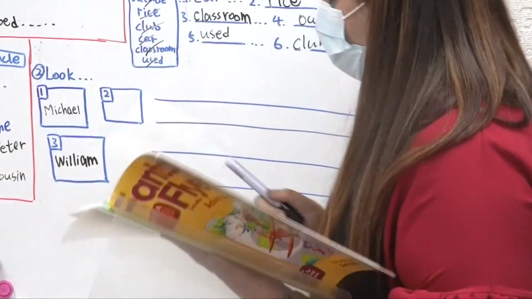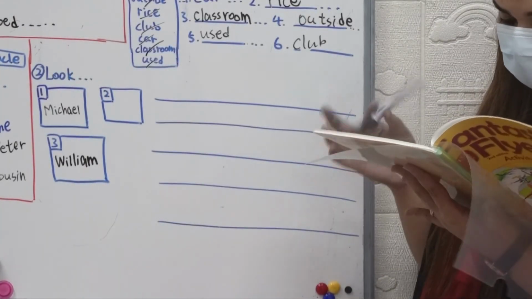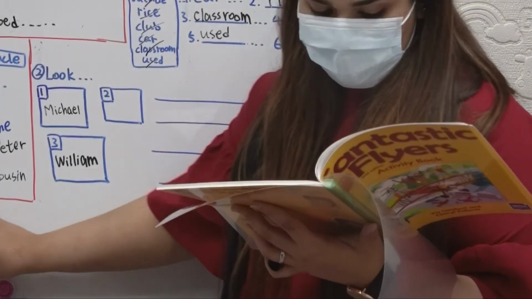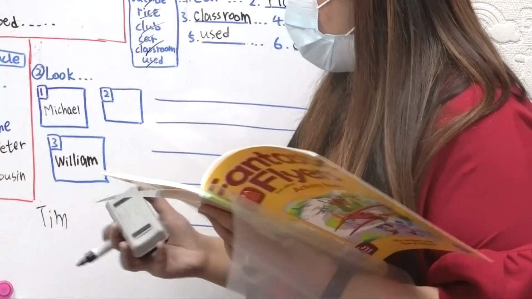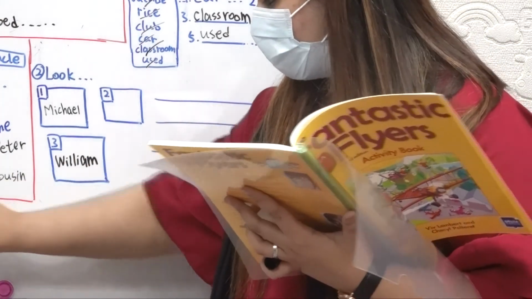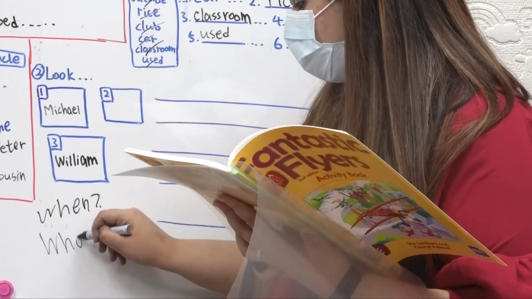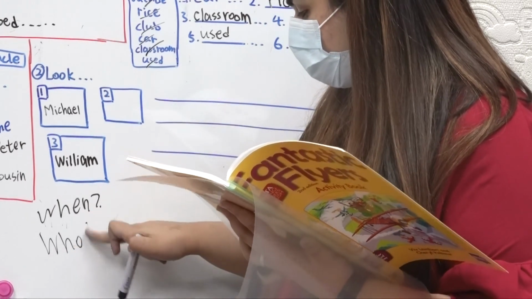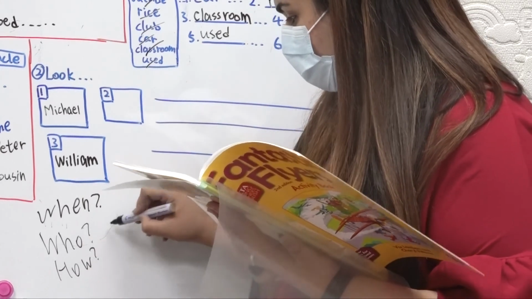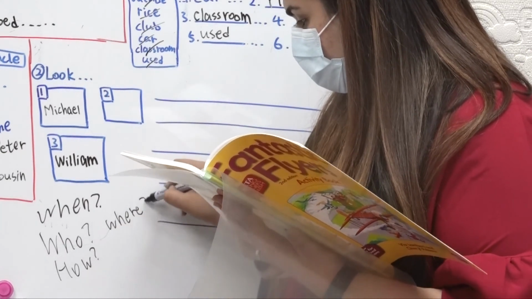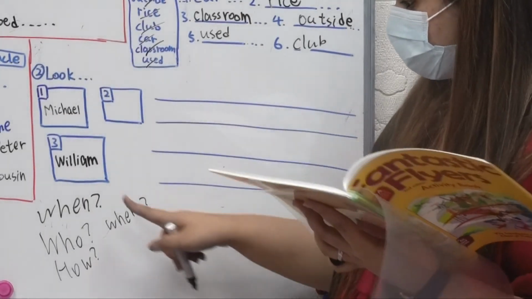So let's see what is happening in the story. You may ask yourself a few questions before writing a story, right? What is the time? Let's use the comprehension question words, just like when, who, where, how, etc. It can be many, right? So you may talk about the time first, as I said, when.